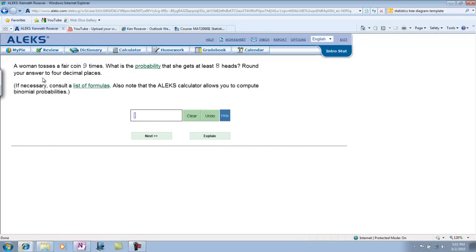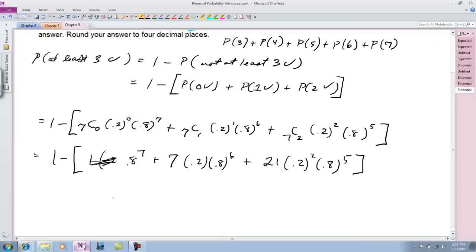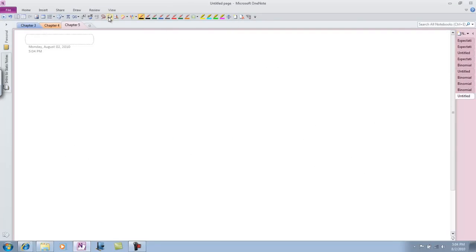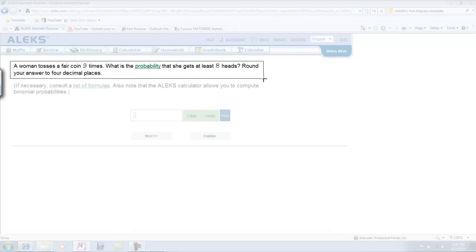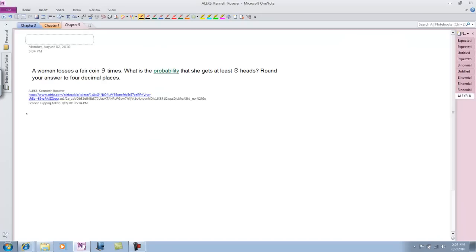Alright. A woman tosses a fair coin 9 times. What is the probability that she gets at least 8 heads? Round your answer to 4 decimal places. This is where that complement rule can really save your life. Let me go, as usual, to here and get a new sheet, and we'll just grab this thing. So it's a fair coin. A fair coin has equal likelihood on both sides.